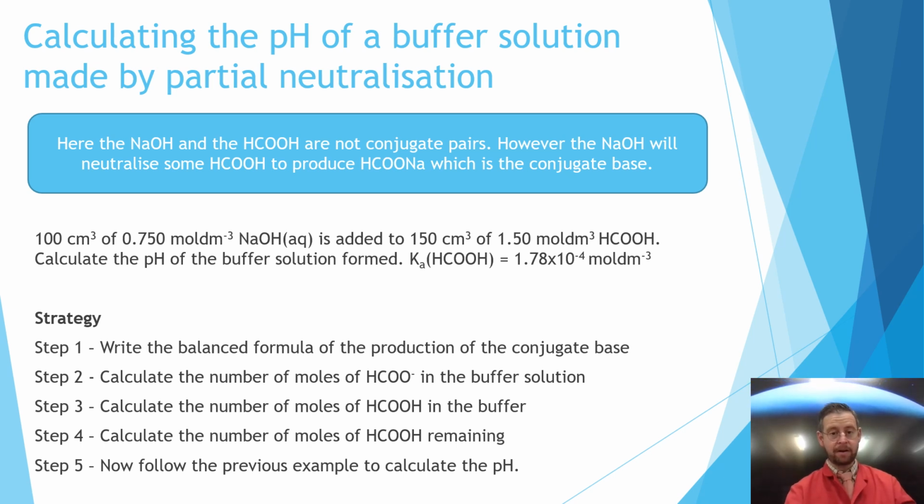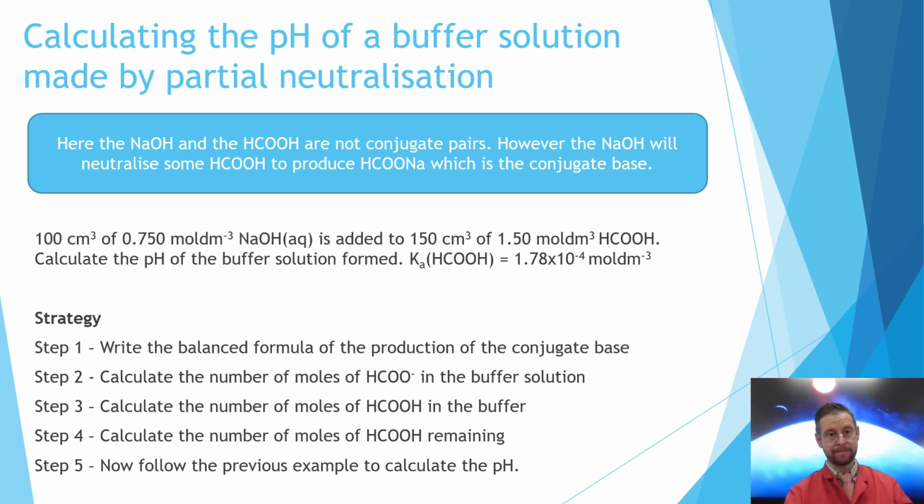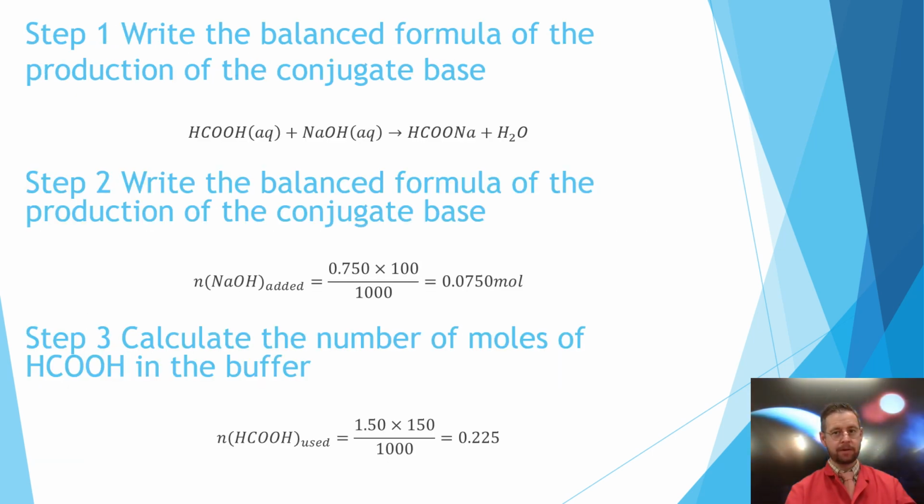You're going to need to work out how much conjugate base you're capable of producing from that sodium hydroxide. Once you're there, it then follows steps like on the previous slide: calculating the number of moles of the conjugate base in the buffer solution, calculating the number of moles of the acid in the buffer, calculating the number of moles remaining. So let's have a look step by step with a work through. Once we've identified what we're doing, this first step becomes quite straightforward. The balanced formula for the production of the conjugate base is that the HCOOH is added to the sodium hydroxide, producing the salt, HCOONa, the sodium ethanoate, and some water.